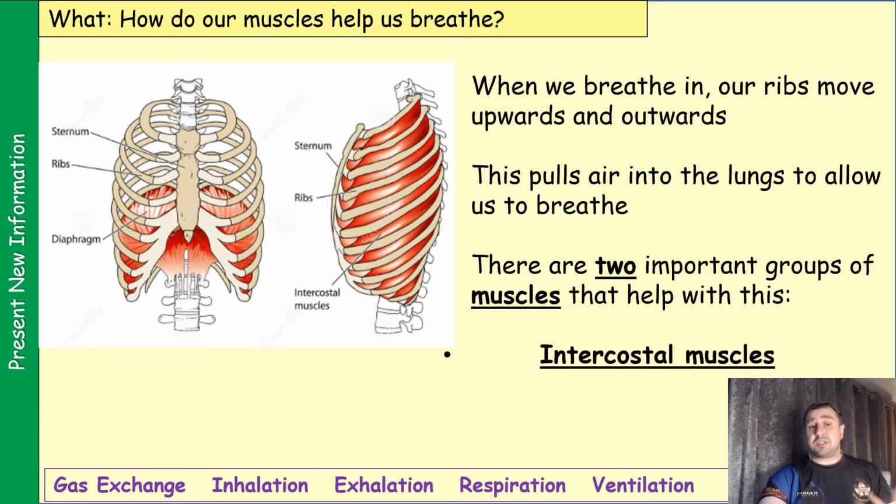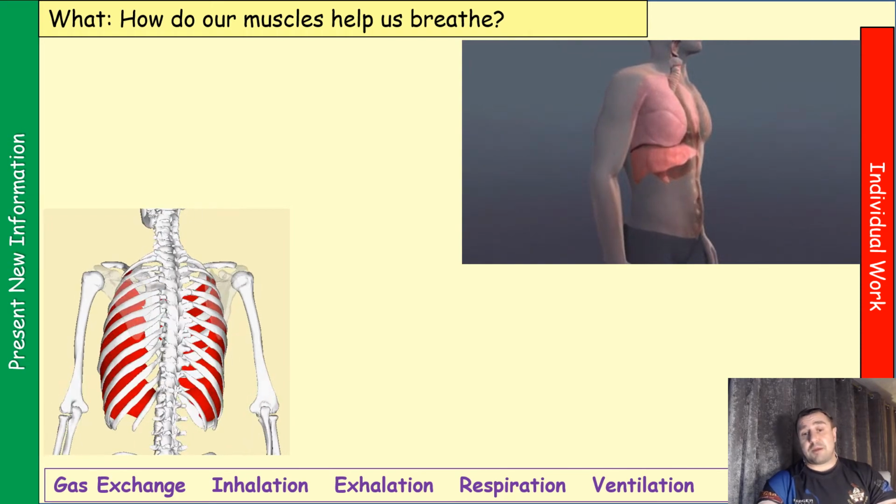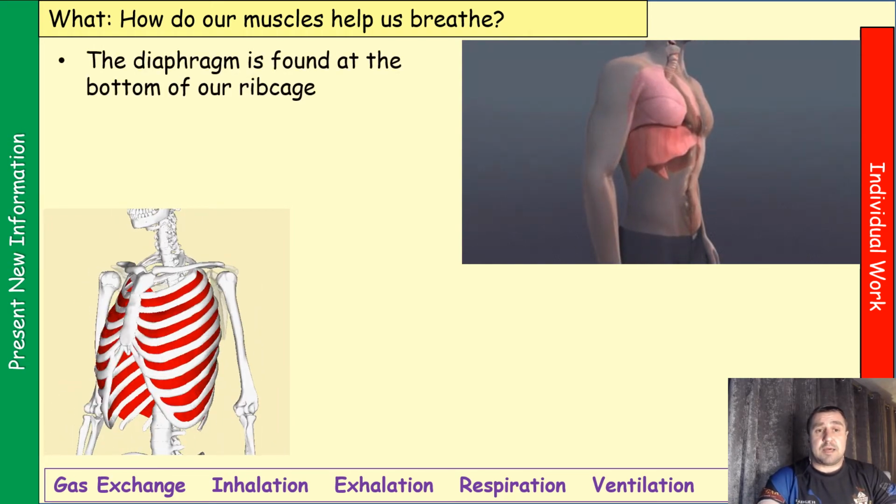They're the intercostal muscles. Now the intercostal muscles are between the ribs. They are what allows your chest to expand. And the diaphragm, which is at the base or just underneath the ribs. So we've got a couple of graphics up here. So we're going to look at the diaphragm.